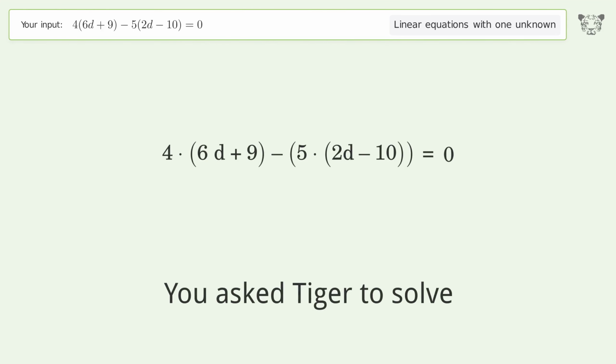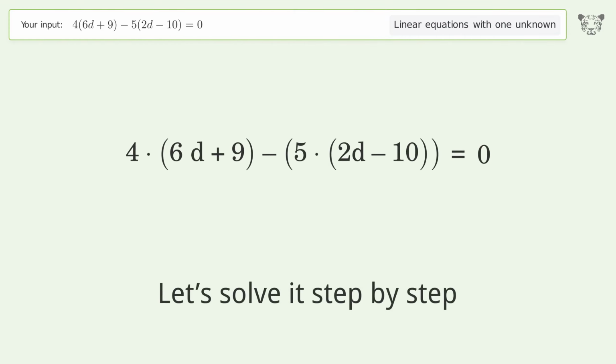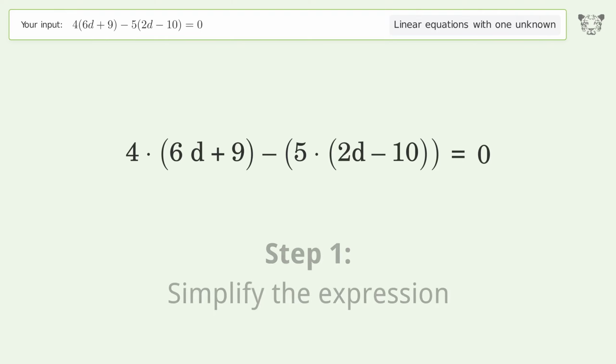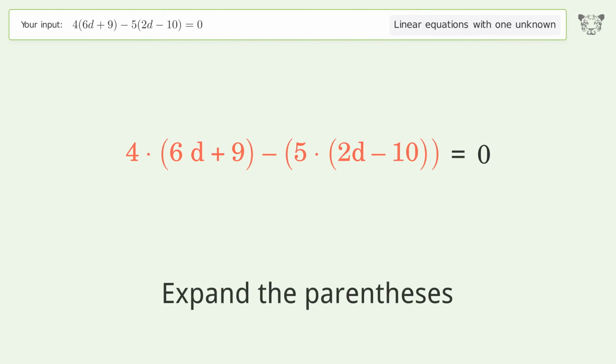You ask Tiger to solve. This deals with linear equations with one unknown. The final result is d equals -43/7. Let's solve it step by step. Simplify the expression. Expand the parentheses.